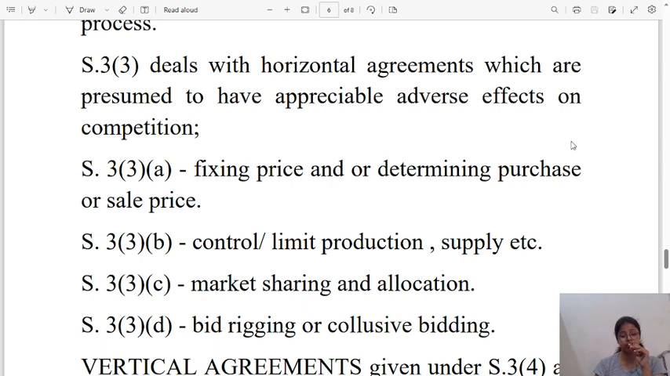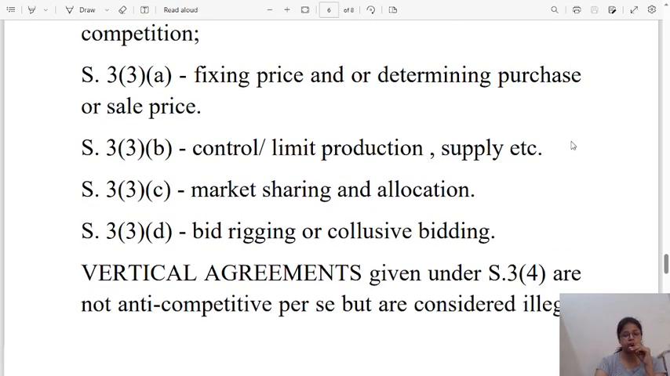Now in subsection D, it is written bid rigging or collusive bidding. It could be any agreement between the enterprises or persons who are engaged in identical products, and forms of bid rigging could include an agreement to give identical bids, or maybe deciding beforehand who will give the lower bid, or maybe an agreement not to bid against each other, etc. Now let us move on to section number 3, clause 4.